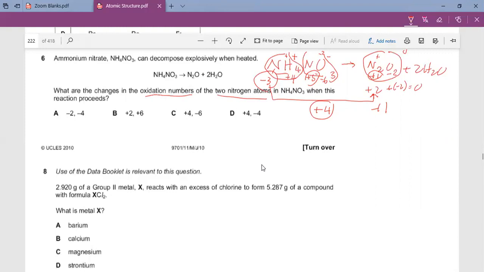Okay, now here's +5. It goes to the same thing here, +1. So how much did it change from +5 to +1? It must accept how many electrons? 4, isn't it? A change of -4. So this is the answer. For the other nitrogen, -3 to +1 is a change of +4.